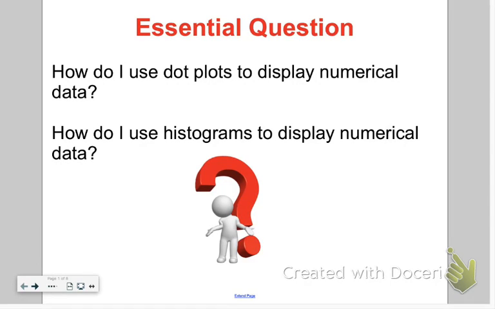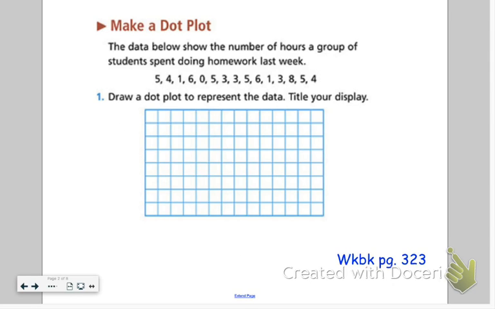Okay, in this lesson we're going to continue to look at dot plots, but you're also going to see a new data display, and that data display is a histogram. But first, let's take a look at workbook page 323. The data below shows the number of hours a group of students spent doing homework last week.